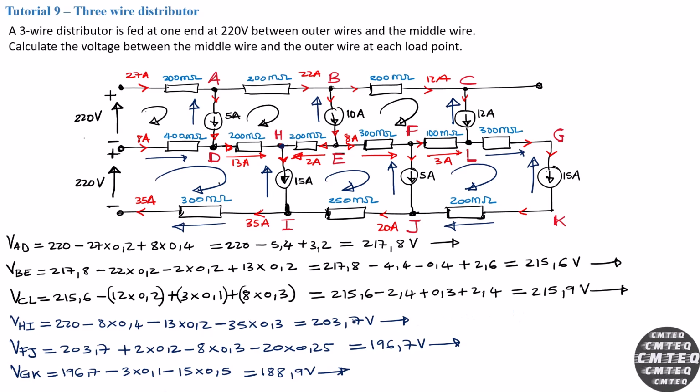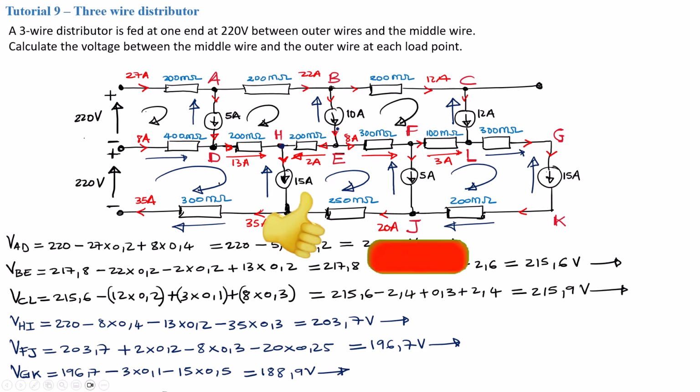So that is it, guys, for this tutorial. This is basically how you approach this type of network, basically by determining the direction of your current and the current at each location on the network. That will tell you the voltage drops and the potential at each location.